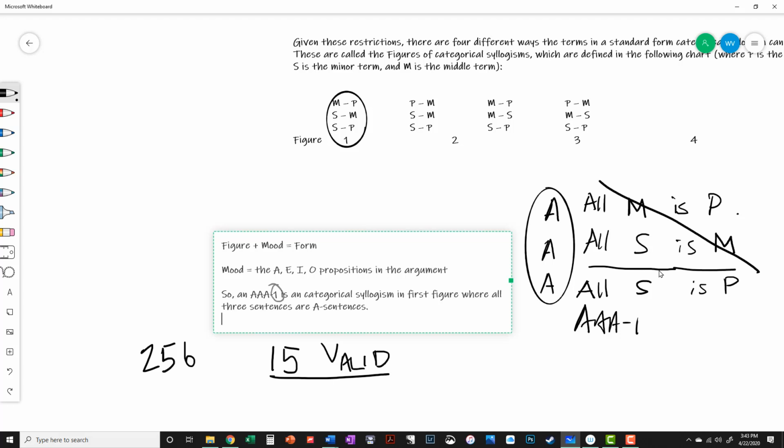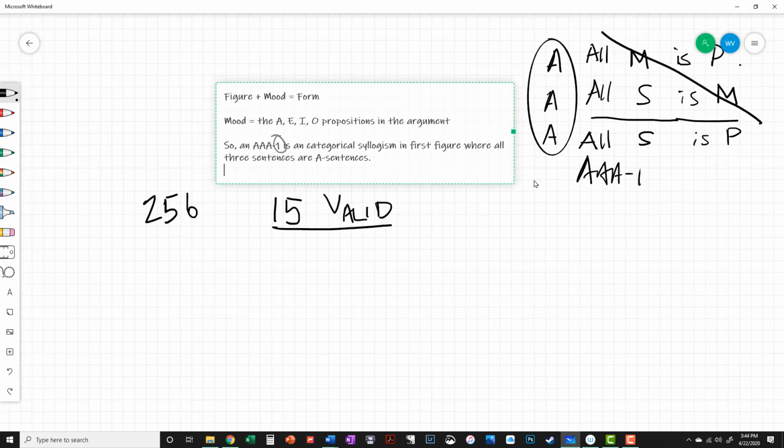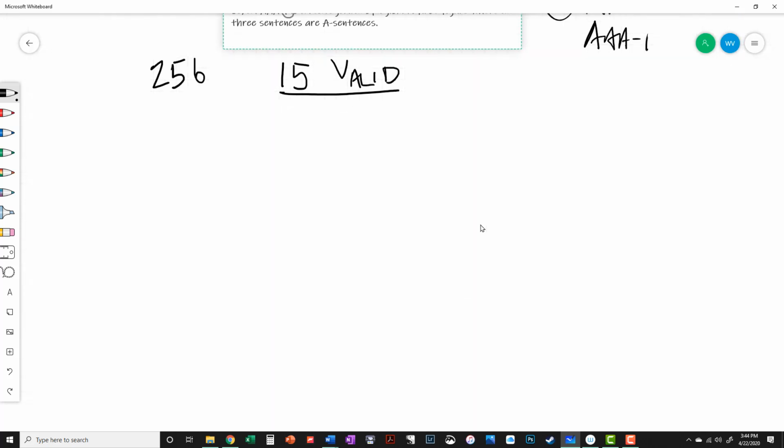Now we're not going to use that way of employing categorical logic just because it relies on memorization, and that's not a very interesting kind of thinking. Instead, we'll use Venn diagrams to prove that these 15 forms are valid. We'll do that in a future lecture video. But for now, I just want to show you something about how these 15 valid forms work. Notice that the argument we just discussed was an AAA1. The medieval logicians gave that a name.